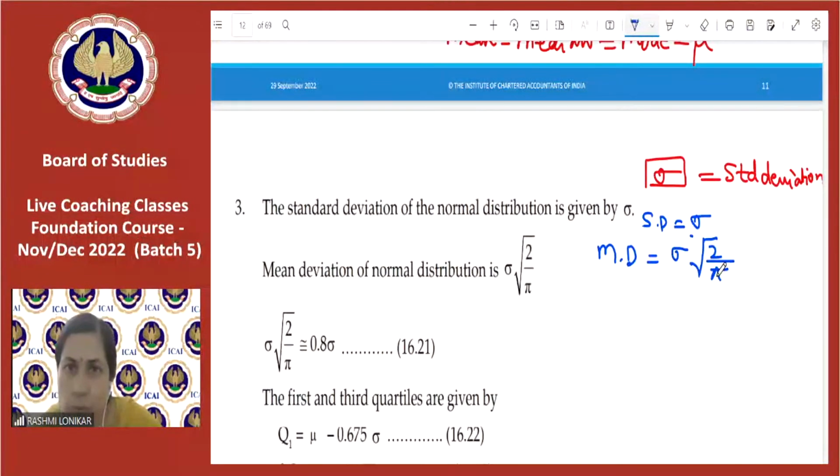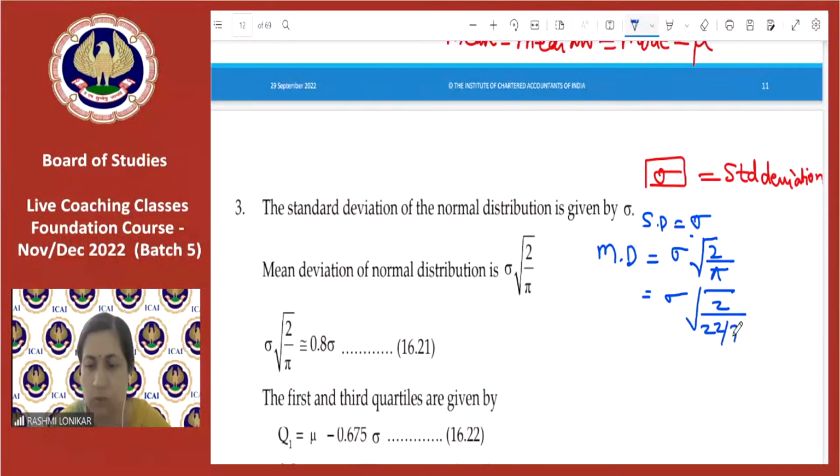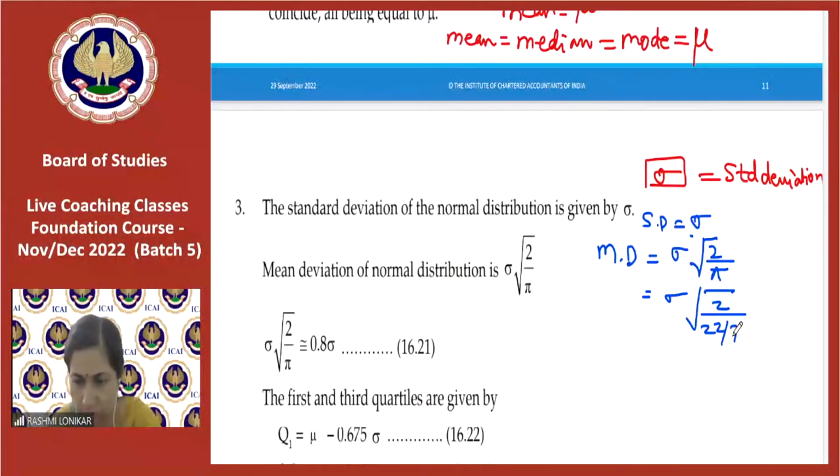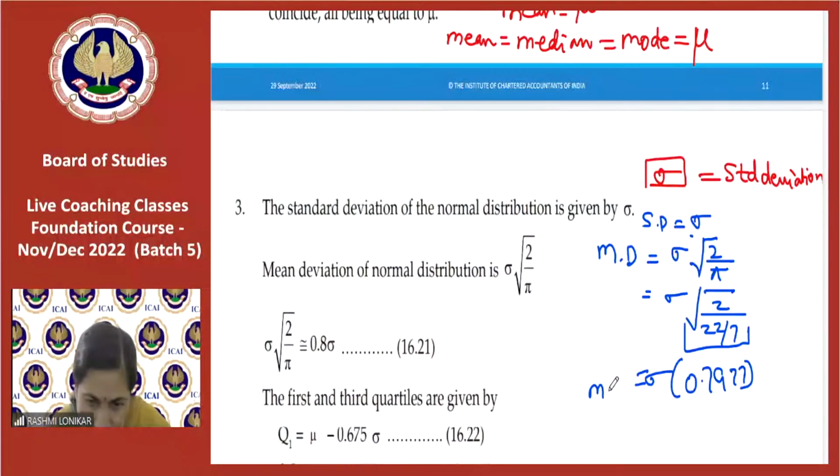Now pi is 22 by 7. So 2 upon 22 by 7. Let us try to find out. This is equal to sigma into square root of 2 upon 22 upon 7. So let us try to find out: 7 divided by 11, and then I find its square root. When I solve this portion, this is equal to sigma into 0.7977. So we say that mean deviation is equal to 0.8 times sigma.